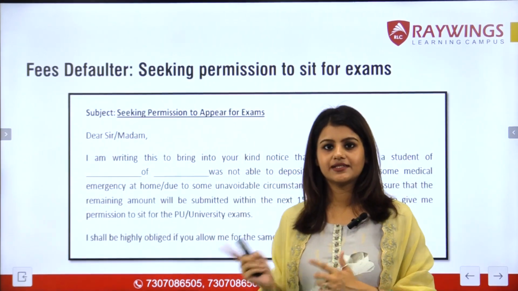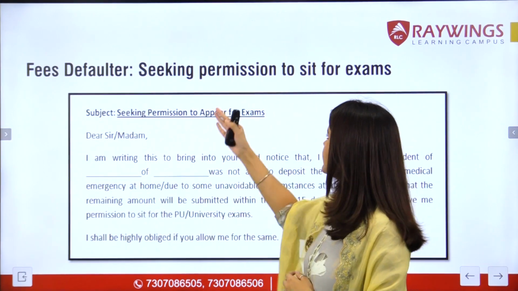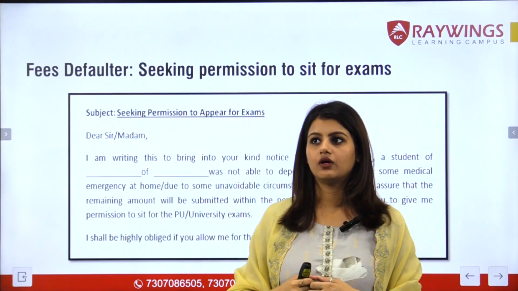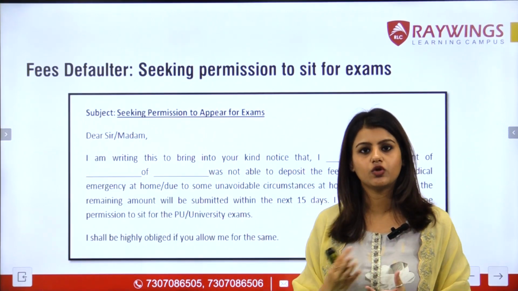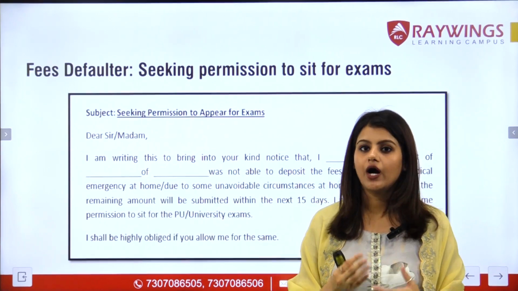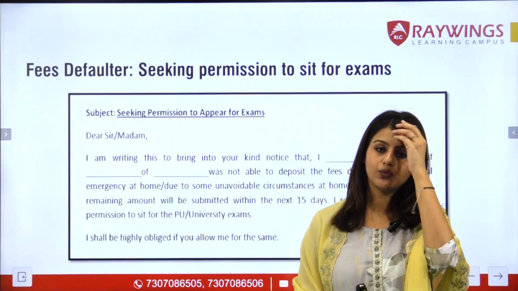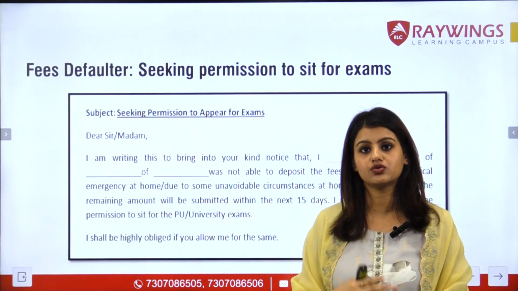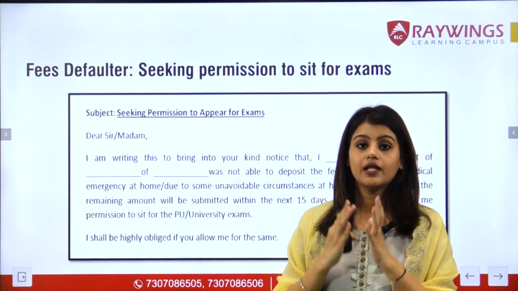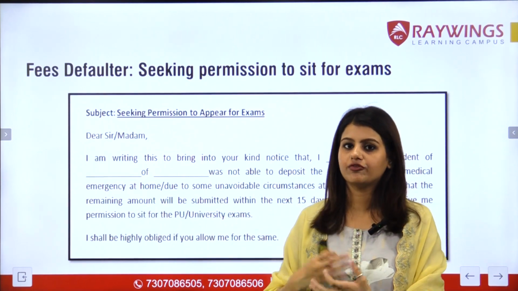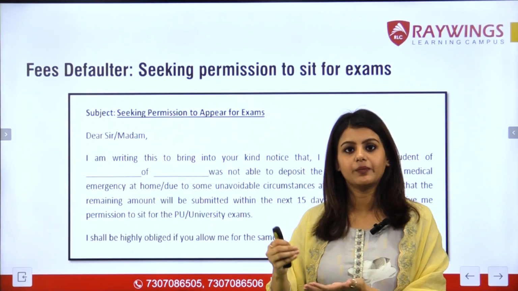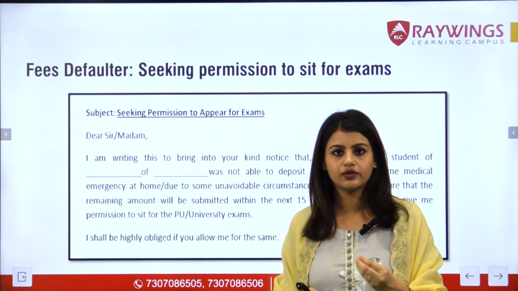Now, one more last example is fees defaulter, seeking permission to sit for exams. So for example, there's some situation, a financial problem at your place, because of which you were not able to submit the fees in time. So how will you request the authority to allow you to sit for exams? At the same time, you have to assure the person that within some days, within 10 days or 15 days or whatever date you are sure of, you will repay the amount, or you are going to clear all the dues.